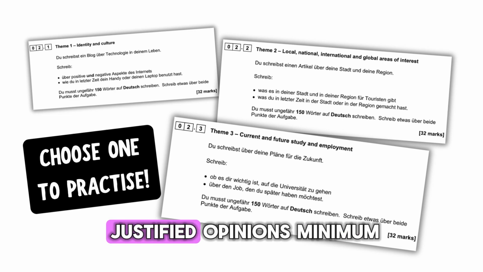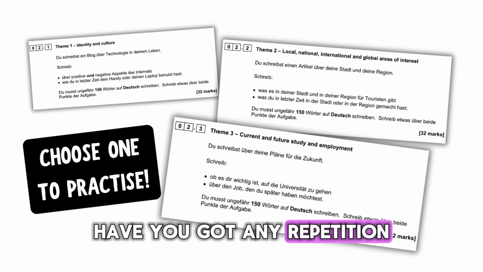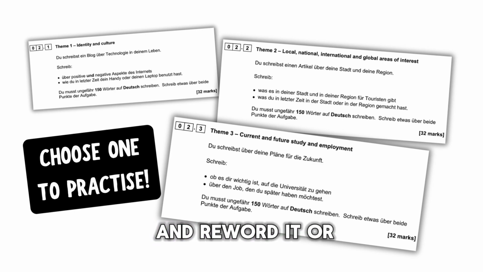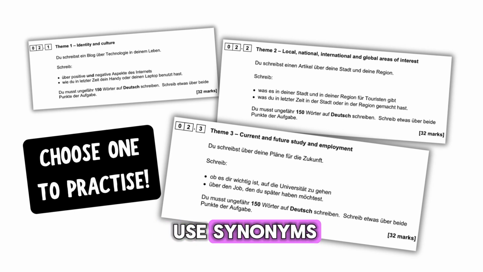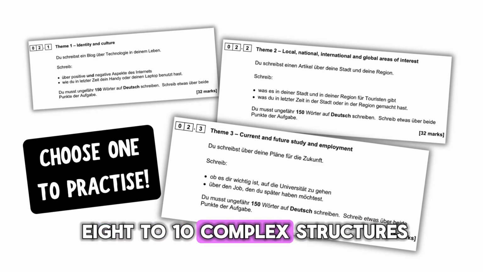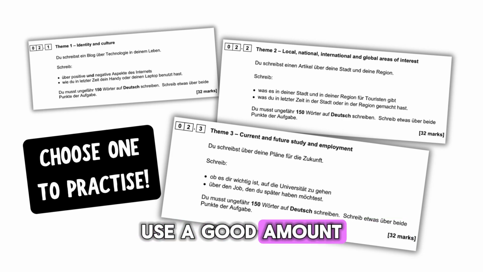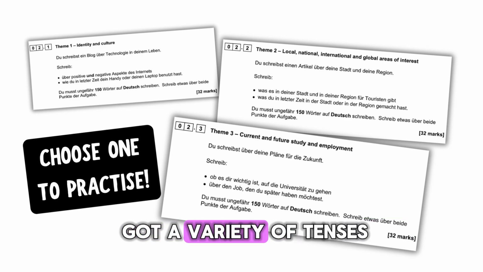Ensure you've got 2 justified opinions, minimum. Have you got any repetition? If you have, go and get rid of it and reword it or use synonyms. Ensure you've got about 8 to 10 complex structures. Use a good amount of connectives and make sure you've got a variety of tenses.